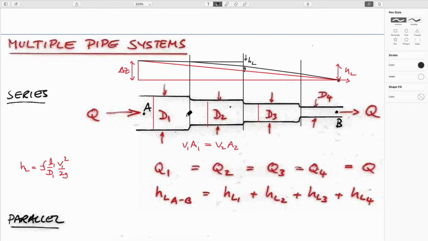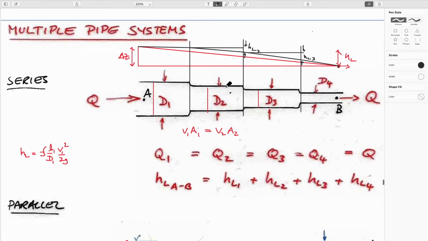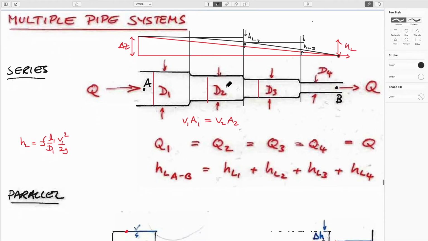This would be the head loss over 2. This would be the head loss over 3, etc. And you can sum those. So, makes sense. Makes exact sense.